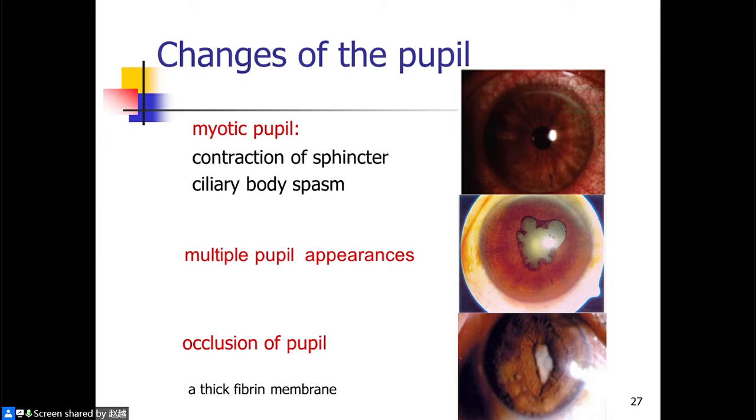If posterior synechia of the iris is 360 degrees, it is called seclusion of pupil. If a fibrous membrane covers the entire pupil area, it is called occlusion of pupil.